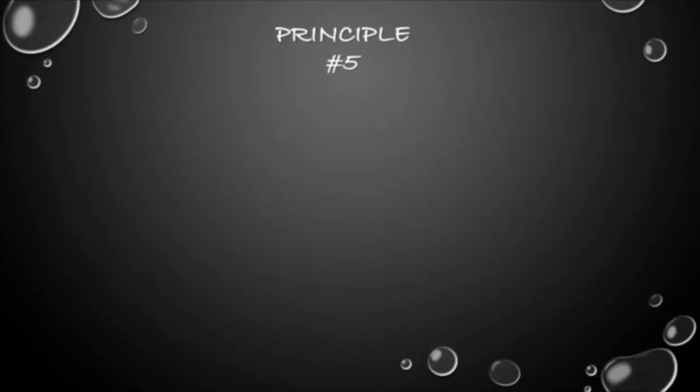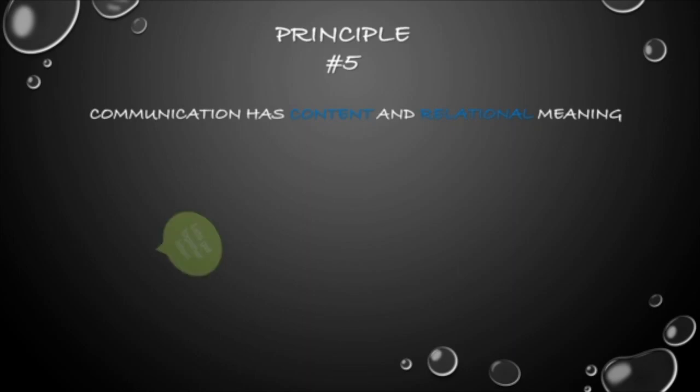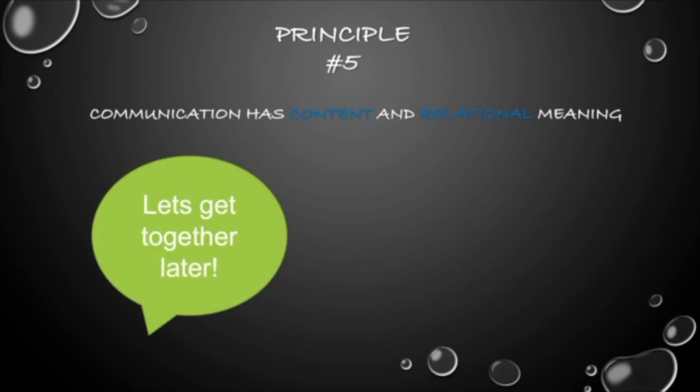Next one, and our final one, is principle number 5, which says that communication has both content and relational meaning. So, for example, if you were to hear this message from your friend, hey, let's get together later, that would be acceptable. That would be completely normal. And you would think, all right, yeah, let's get together later. Or maybe I can't, I have to study, whatever it might be. So saying let's get together later from a friend to a friend is completely acceptable.